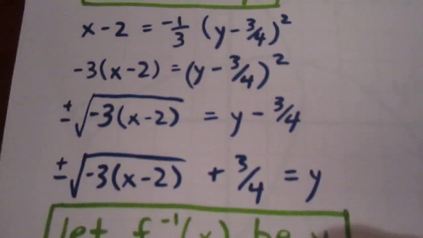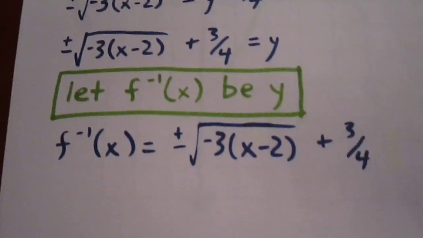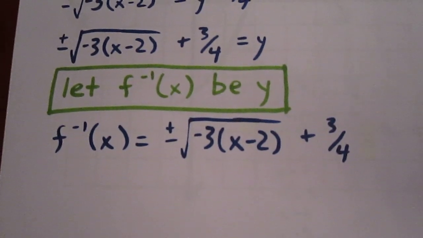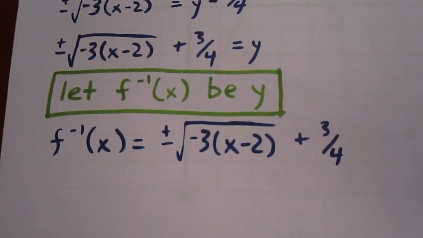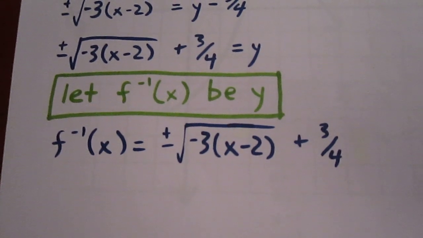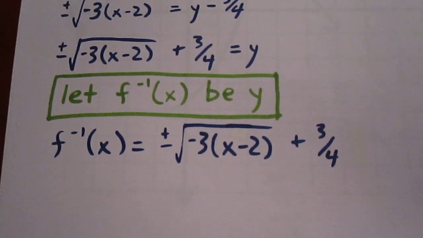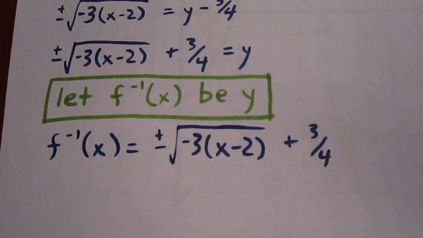Letting that be f inverse of x, we get our final statement for the inverse to be f inverse of x equals plus or minus the square root of negative 3 bracket x plus 2, and then all of that plus 3/4.